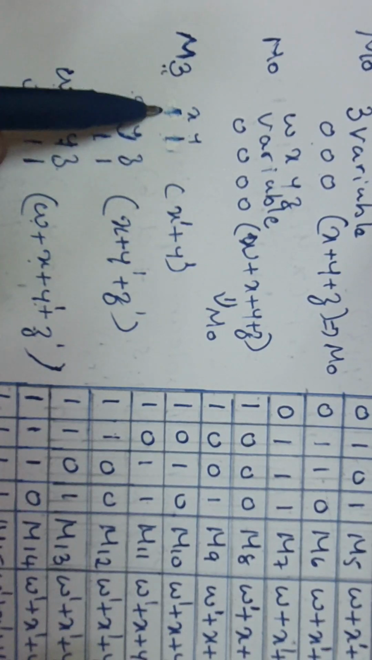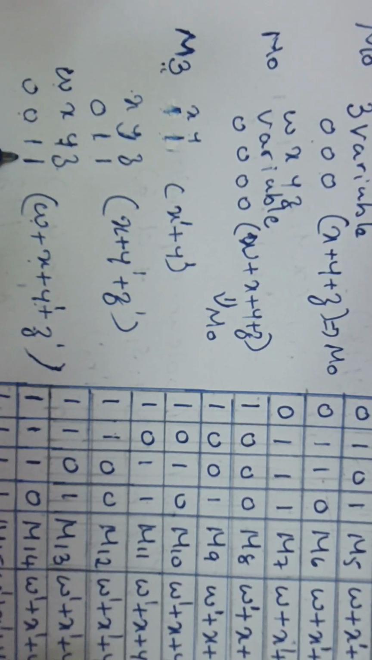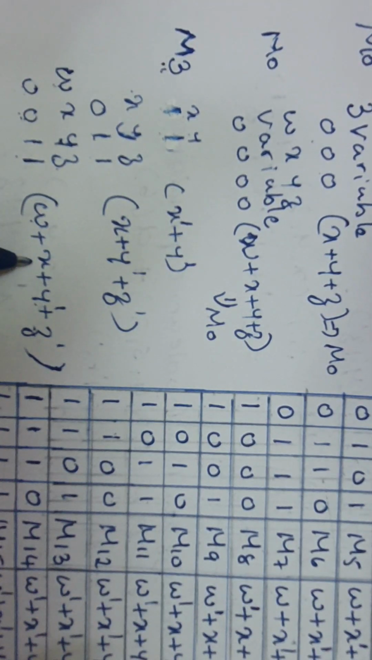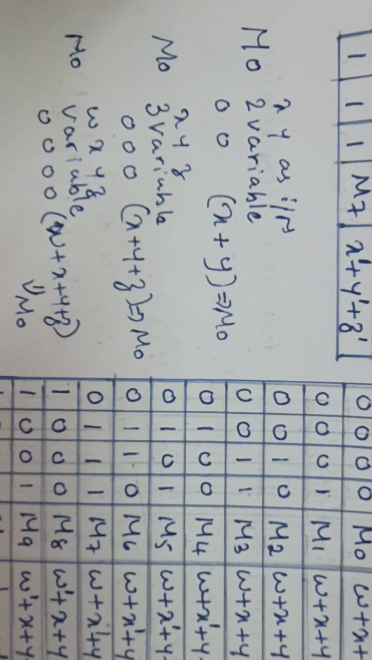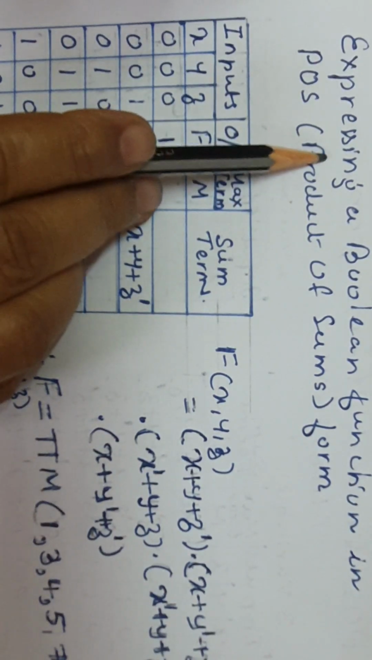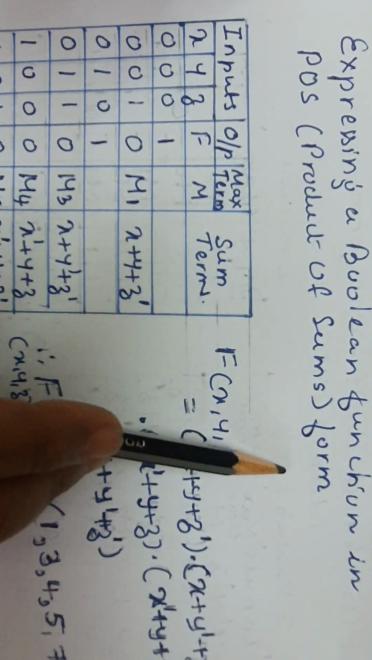In a 2 variable system with 2 bits, in a 3 variable system with 3 bits, in a 4 variable system with 4 bits, this must be expressed. Then in terms of input variables, these will be written for the max term. Okay. So this much basic understanding is needed before going to solving Boolean functions given in the form of POS, product of sums form. So the next part of the topic is expressing a Boolean function in POS, product of sums form.